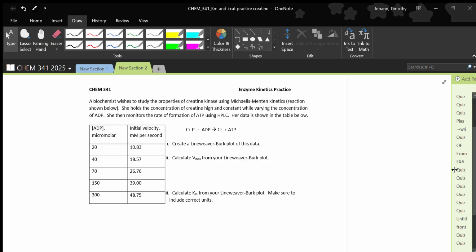So yesterday we talked about, to do this, we're going to have to create a Lineweaver-Burk plot, right, if we want to get our data out of this. Okay, this is this reaction we've talked about before. It's how creatine can be used to regenerate ATP.